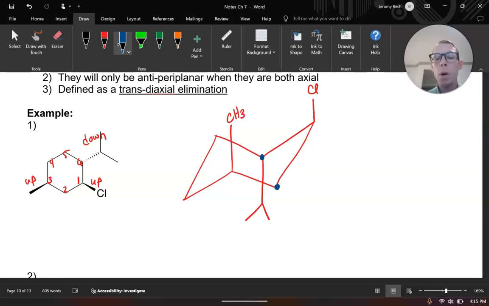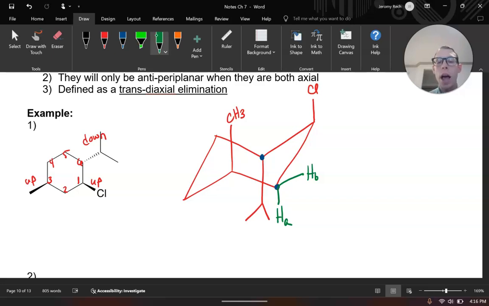So if my leaving group's at the 1 position, I can only abstract protons at the 6 position and the 2 position, exactly 1 bond away. Let's go ahead and put these in a different color. If I look over at the 2 position, I have a proton, which I can call HA, which is going to be an axial down. And then I also have an equatorial, which I can call HB. And that's going to be an equatorial up.